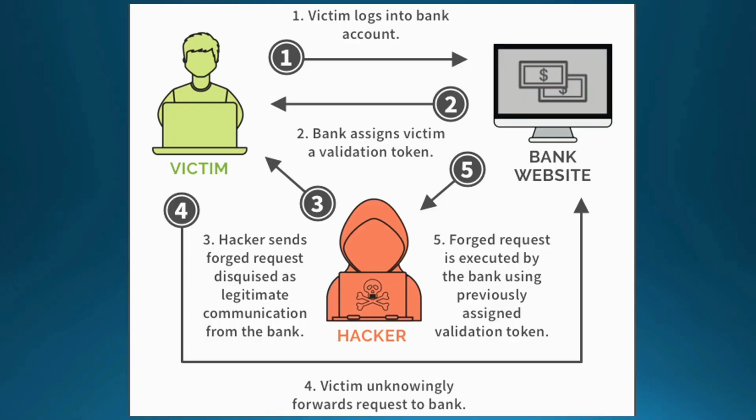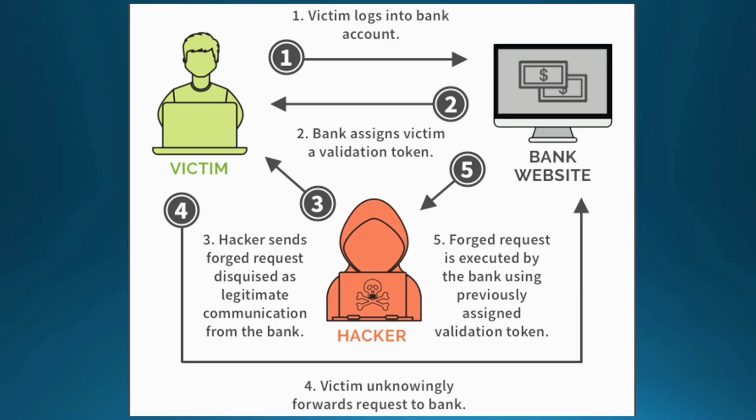In this picture, the victim logs into his bank account and the bank website assigns the victim a validation code. After that, the hacker sends a forged request disguised as a legitimate communication from the bank, and the victim unknowingly forwards that request to the bank. The forged request is executed by the bank using the previously assigned validation token.